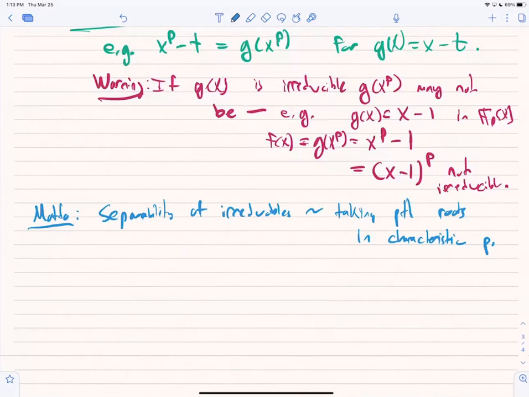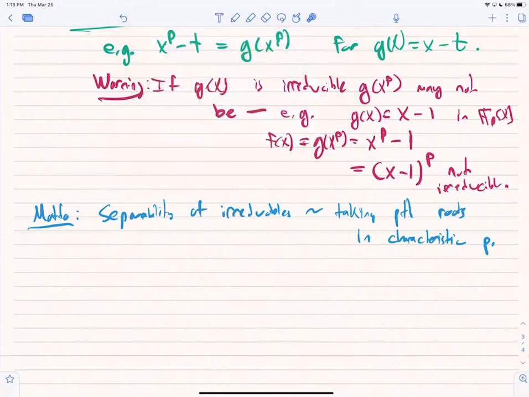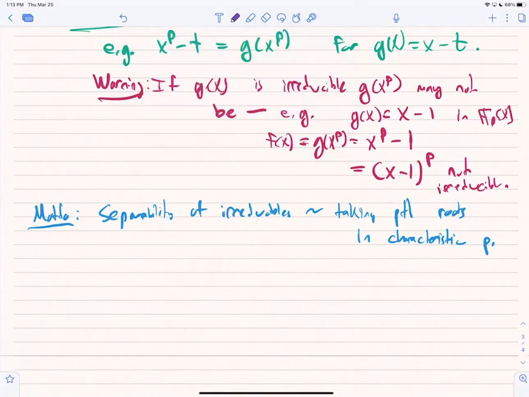Okay, and so let's see what time. I'll state the result, and it's not so hard to get from what we've already done. I'll state some result, but I probably won't prove it, that makes this statement precise. And before doing that, we should ask, why is taking roots, why are p powers special in characteristic p?